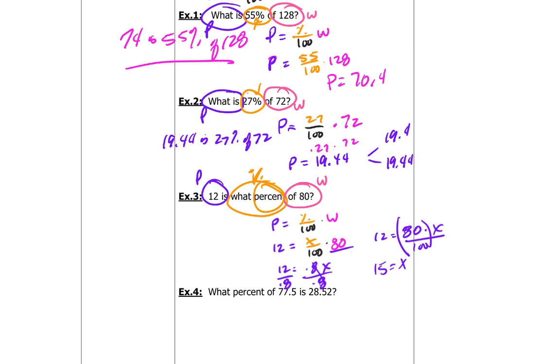What was x? X was our percent. What was our question? 12 is what percent of 80? And so our answer is that 12 is 15% of 80. That's our answer. Here's our solution. This is our answer.